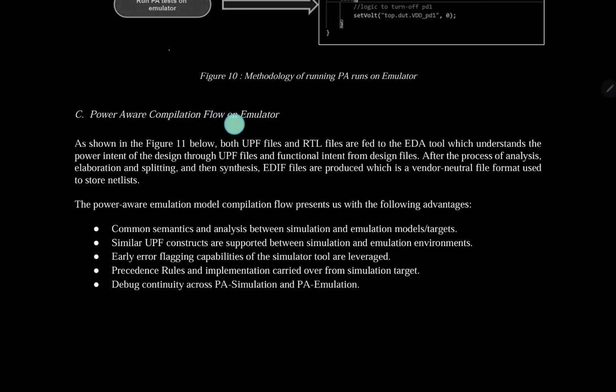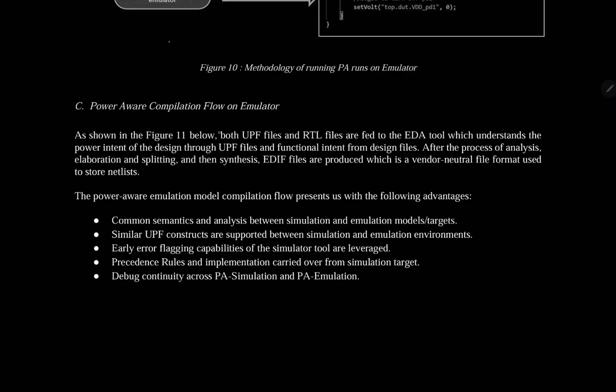C. Power-aware compilation flow on emulator. As shown in Figure 11 below, both the UPF files and RTL files are fed into the EDA tool, which can understand the power intention of the design through the UPF files and the functional intent from the design files. After the process of analysis, elaboration, and splitting, and then synthesis, EDIF files are produced, which are a vendor-neutral file format used to store netlists.